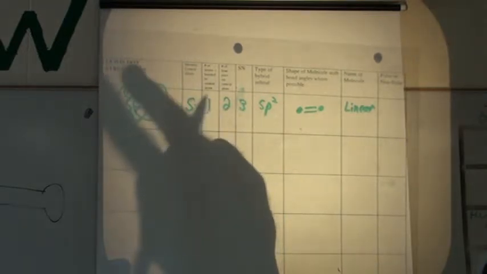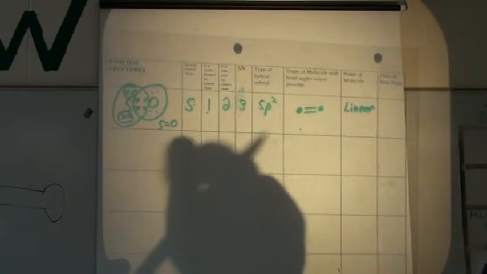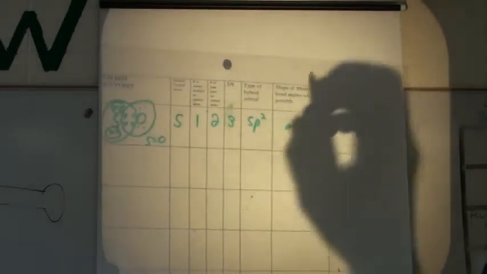Is it polar or non-polar? Non-polar. Now, when you're dealing with 2 atoms, there's a different way of checking for polarity, and it's just for 2 atoms. When it's 2 atoms, you check for polarity by doing the electronegativity difference.